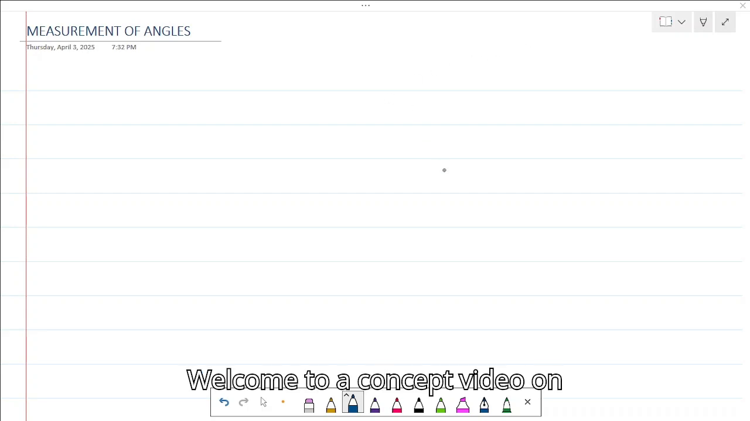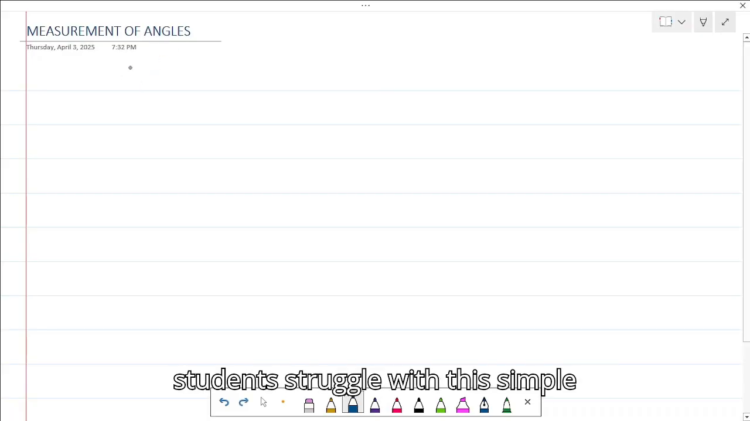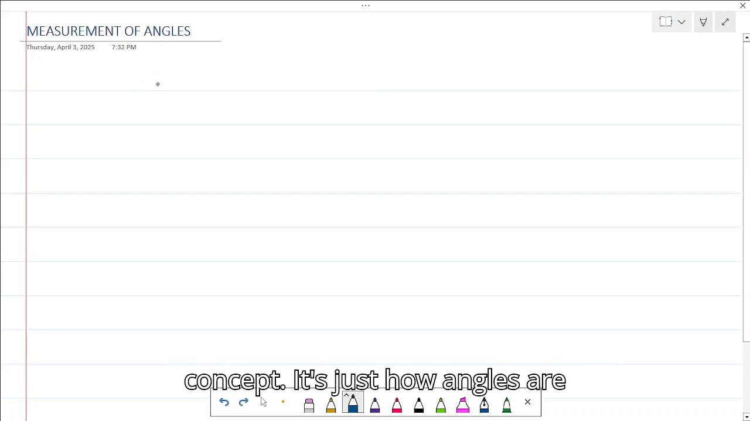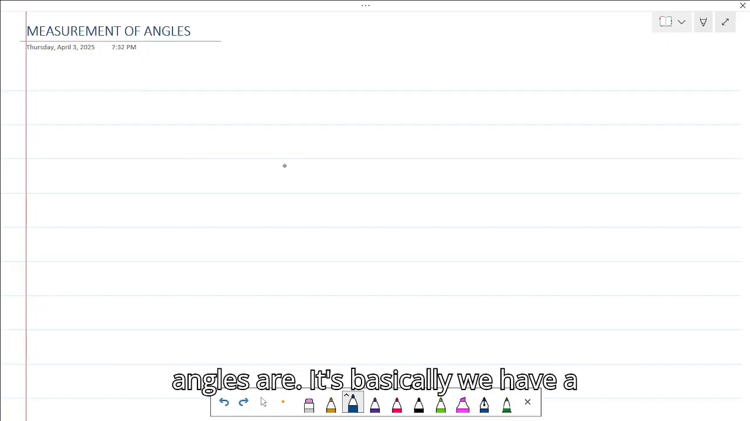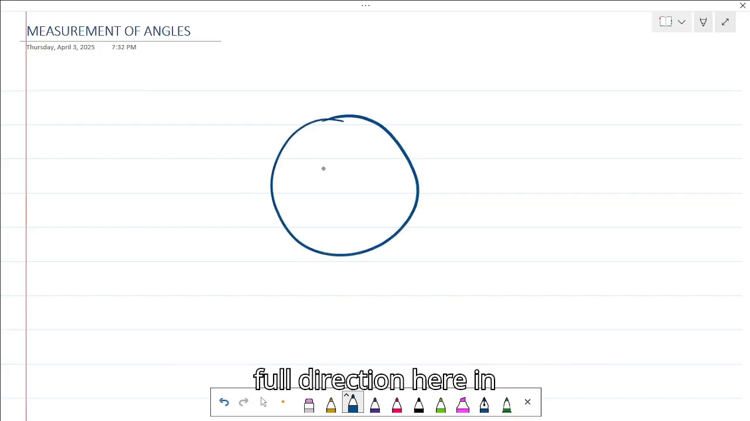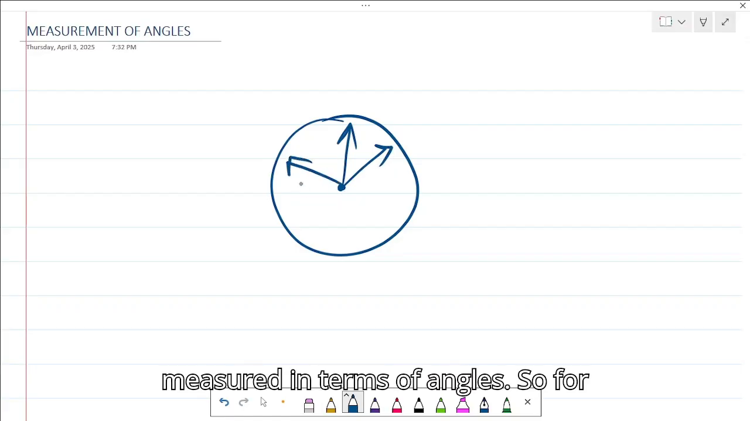Right, welcome to a concept video on measurement of angles. I've seen many students struggle with this simple concept. It's just how angles are measured, right? And I think we know what angles are. It's basically we have a full direction here in the two-dimensional plane. So every direction here in the 2D plane can be measured in terms of angles.